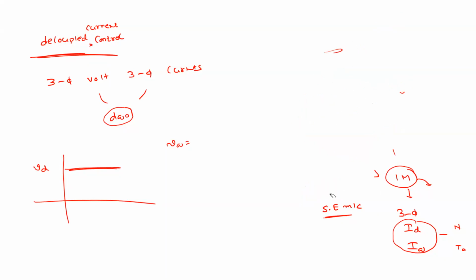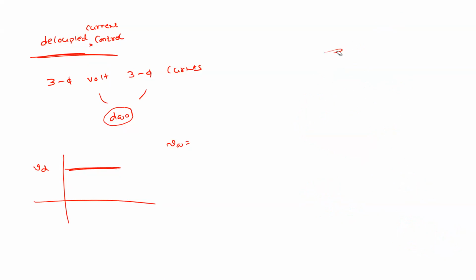What is the value of VQ? If the initial conditions are 0, what is the value of VQ in case of balanced supply? No idea. VQ is 0, right?